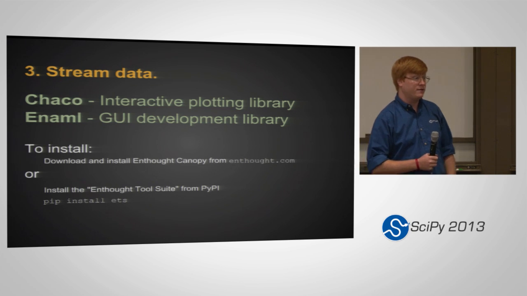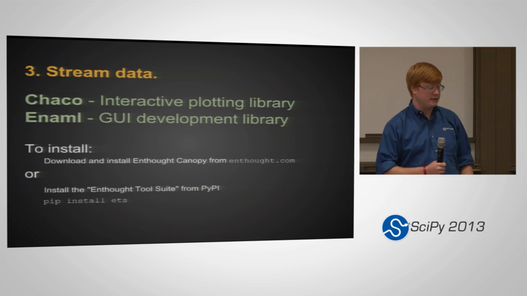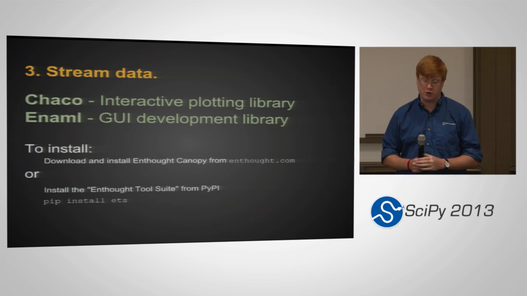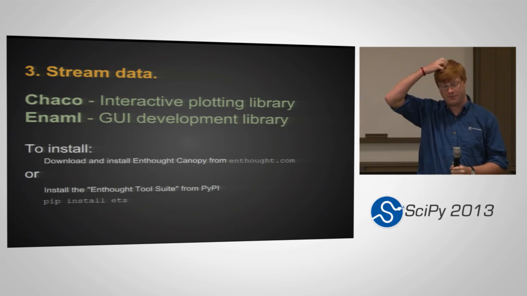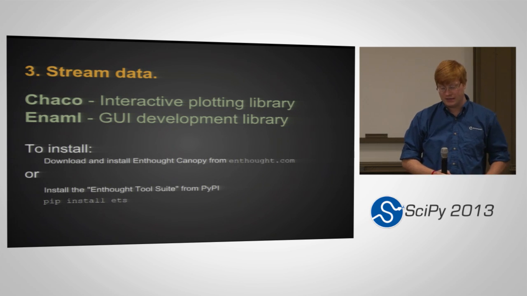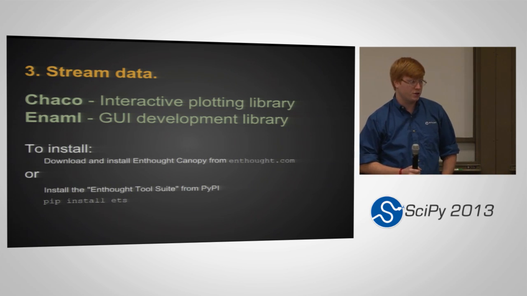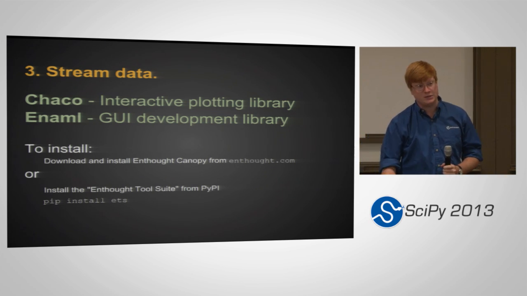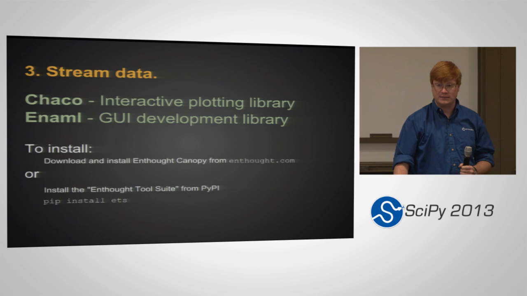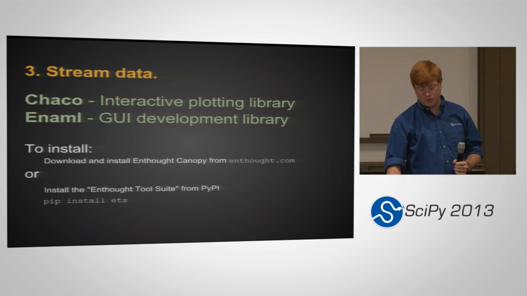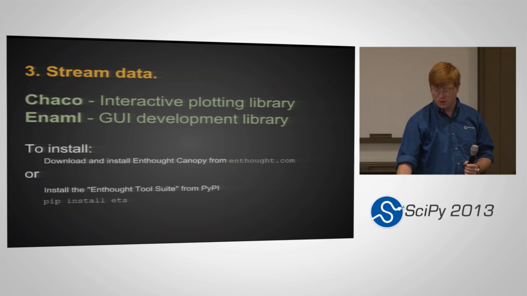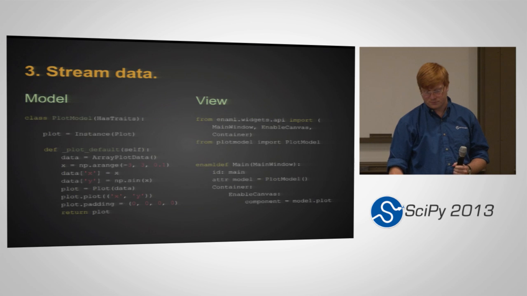Okay, so now what do we do with that data that we're streaming over the wire? Say we use the MCP 3008 to collect some data and we stream it using 0MQ. We want to visualize it somehow. I'm going to demo visualizing that using Chaco and Enable, which are two open source libraries from my company Enthought that just make it easy to quickly visualize data, to plot it, and interact with it. You can install these either from Canopy or just install the Enthought Tool Suite, which is on PyPI, which is just these packages and a few others.